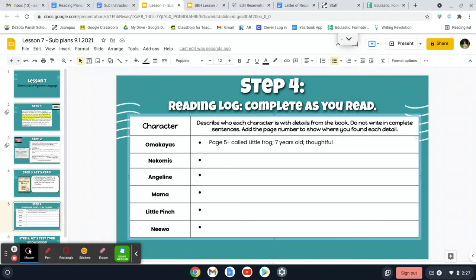Okay, we've got some new characters coming in. I want you guys to take notes on these yourself.